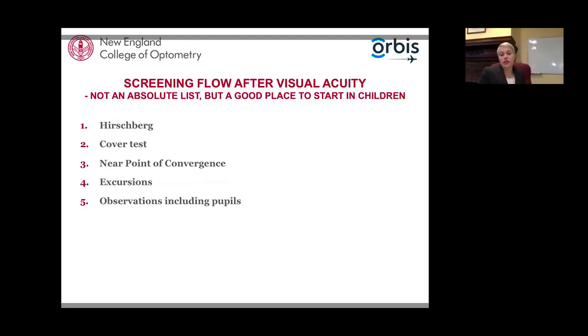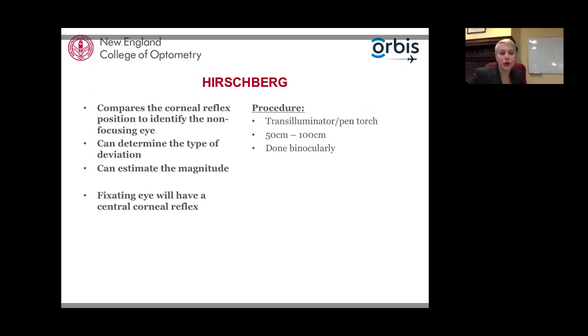So after we've done our visual acuity and our refractive error, this is just a small list. It's not an absolute list, but it's a good place to start, particularly in children, if you want to add some additional tests apart from the pinhole and the Bruckner. We've got Hirschberg, which can be done with a transilluminator. I'm just going to quickly show you that.